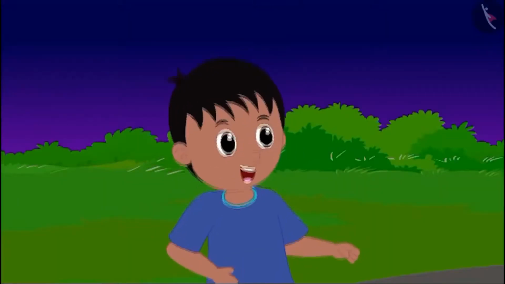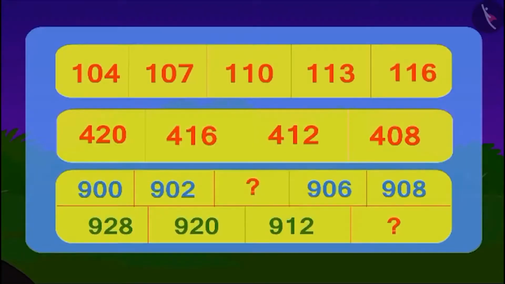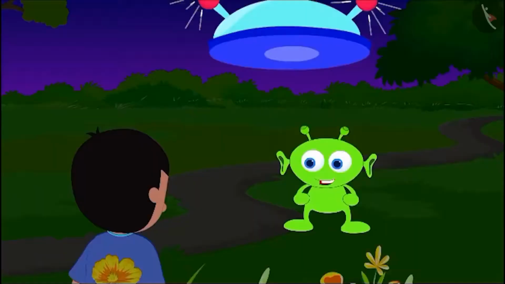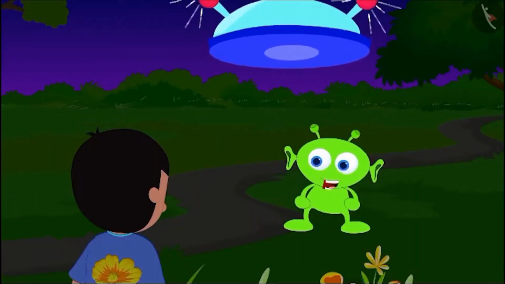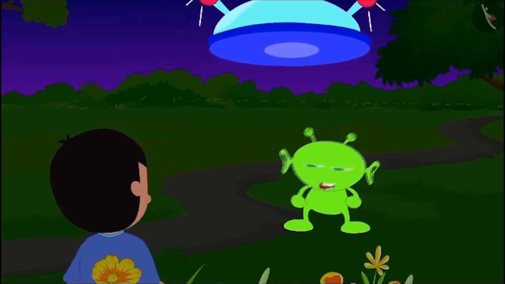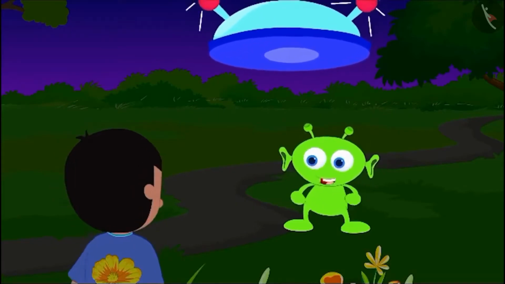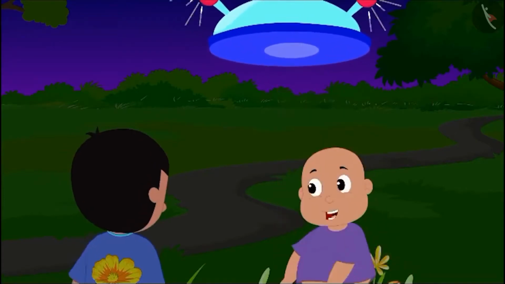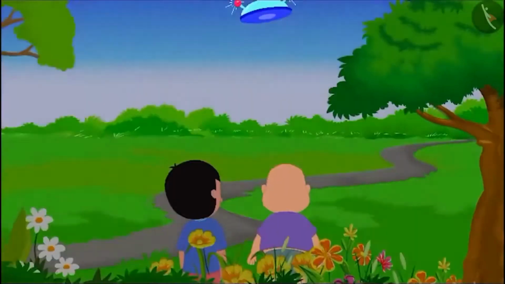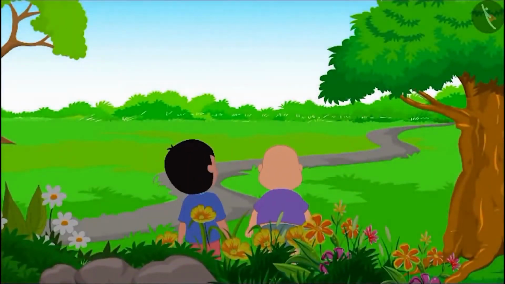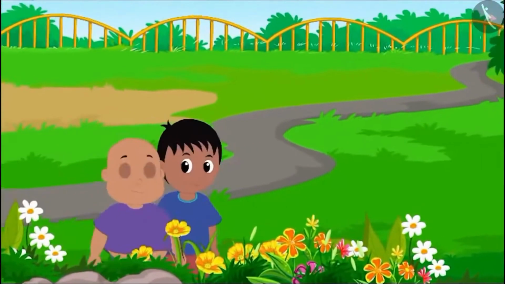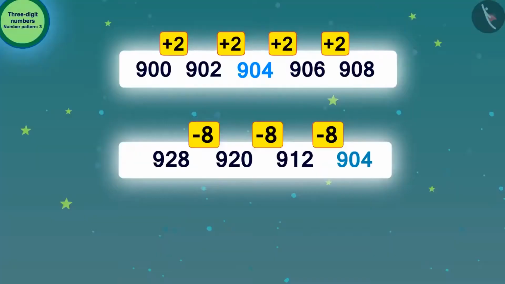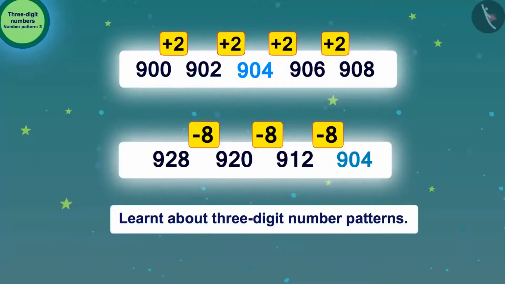Raju is very happy to get the correct answer. He quickly answered the alien. You have given the correct answers to all the 3 codes. I am returning your friend to you, the alien said to Raju. Bablu came down from the flying saucer, and the flying saucer flew away from there very far. Raju and Bablu happily went home. Children, we hope that this lesson has helped you to understand the number patterns made with 3-digit numbers.